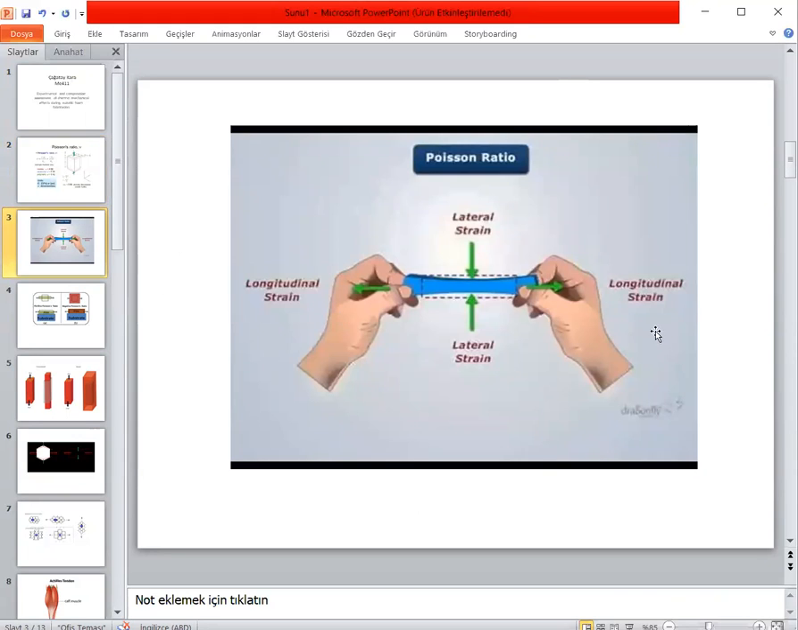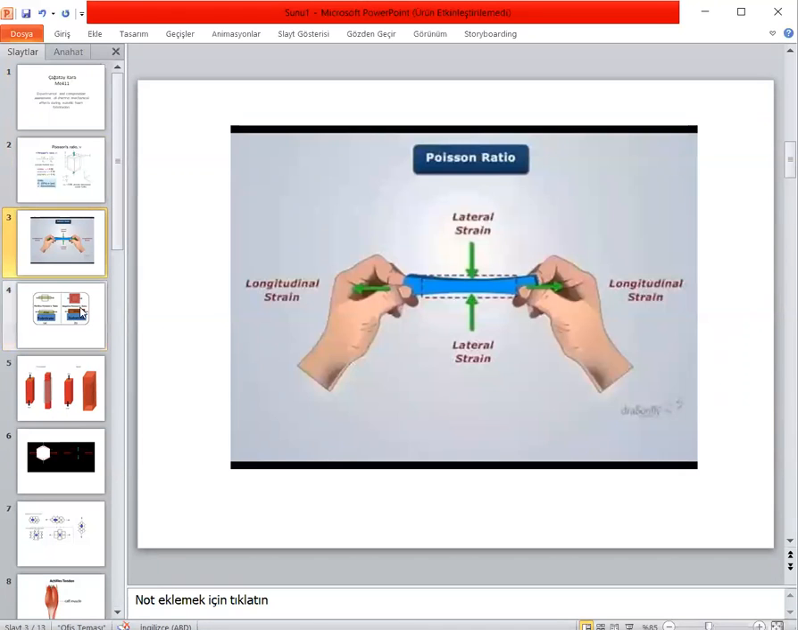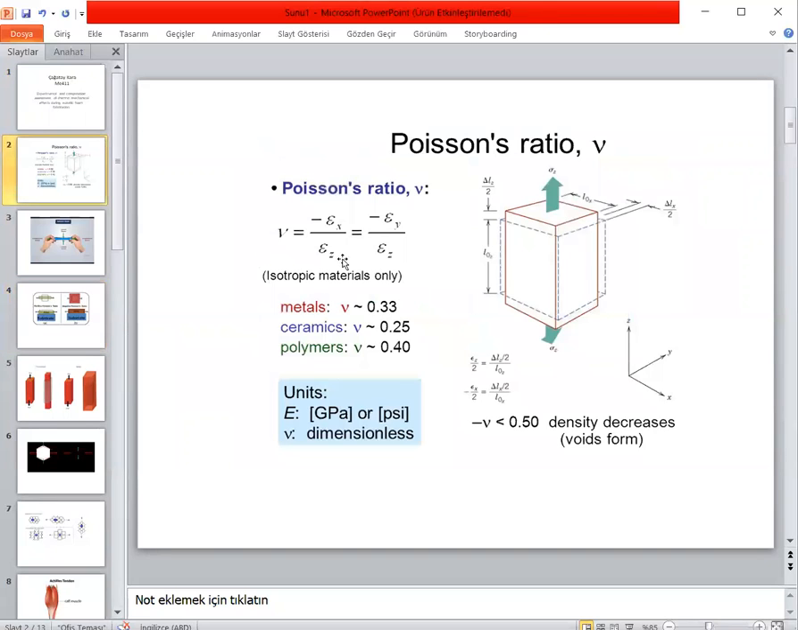Here, for example, you can see there is a longitudinal force and positive strain in that direction, and also negative strain in the lateral direction. This gives us a positive Poisson's ratio, as you can see here. There's also negative Poisson's ratio. If there's a tensile force, there's positive strain both in that direction and in the perpendicular direction. This gives us a negative Poisson's ratio because of the negative sign in the formula.